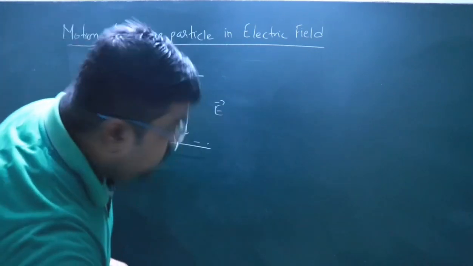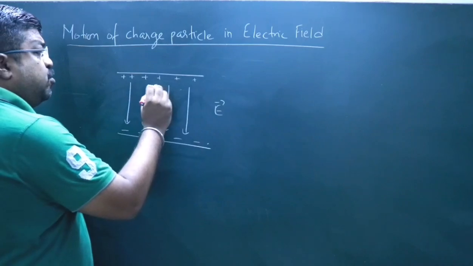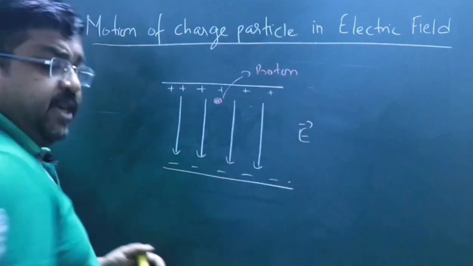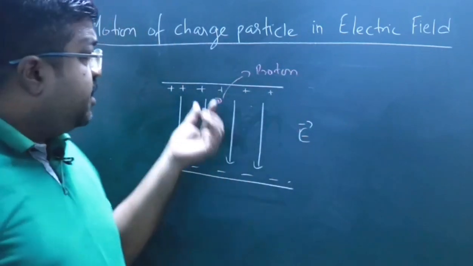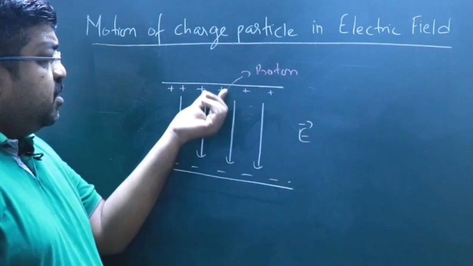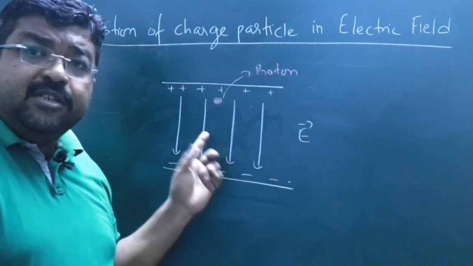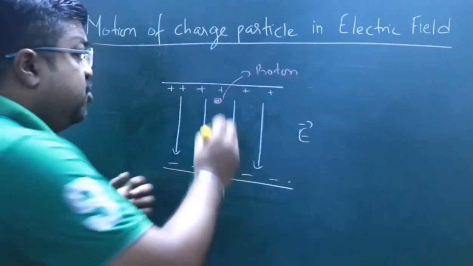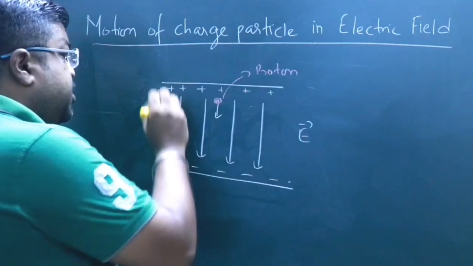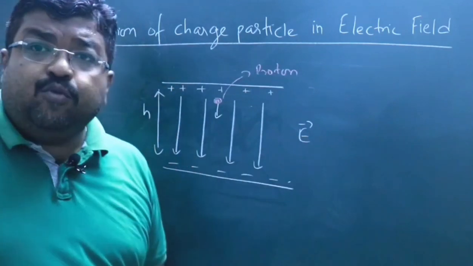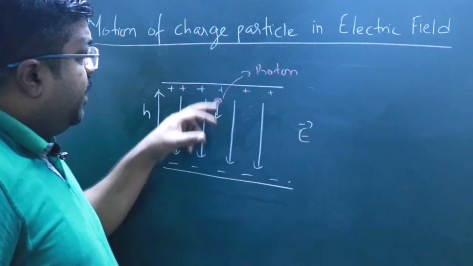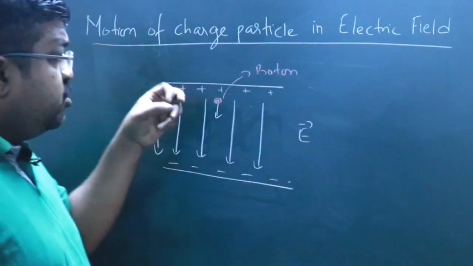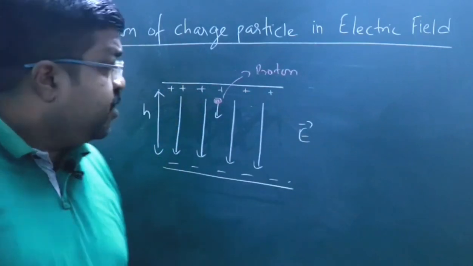Now suppose I have a proton, okay, suppose this is a proton, and this proton is at rest and it is dropped in this direction, okay. Now since it has a positive charge, and as we have seen, a positive charge will always move in the direction of the electric field, this proton will move in the downward direction. Now suppose H is the separation between the two plates and this proton moves from the upper plate to the lower plate, okay, and the proton is dropped. So if the proton is dropped, the initial velocity will be 0, okay.